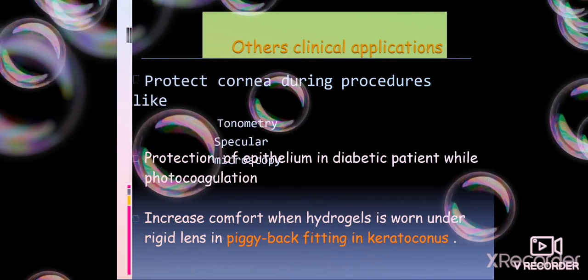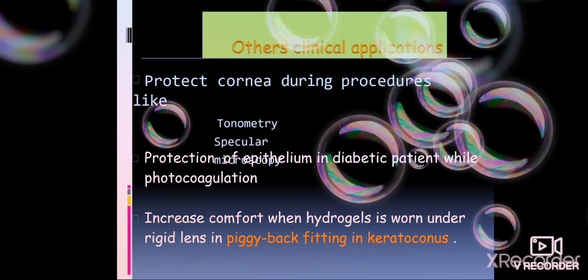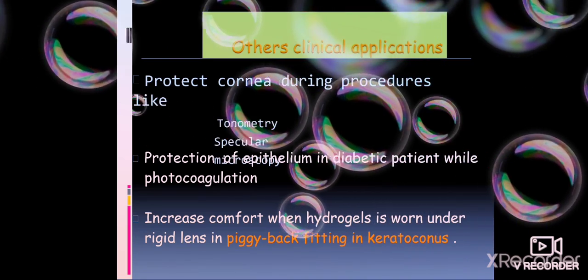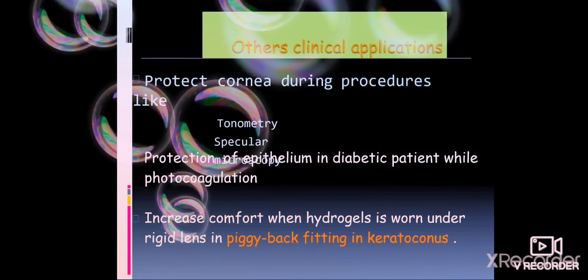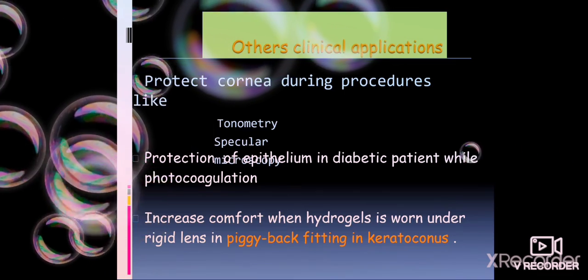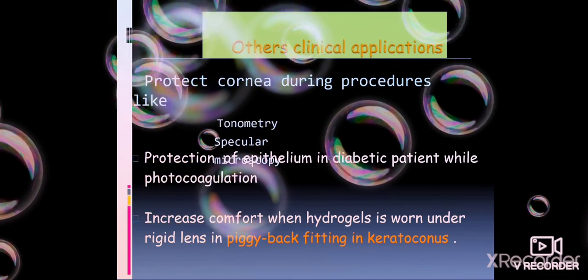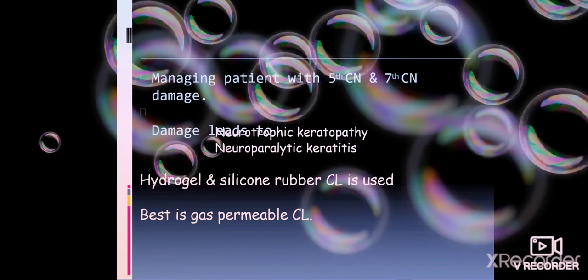Other clinical applications are to protect the cornea during procedures like tonometry and specular microscopy, and protection of the epithelium in diabetic patients during photocoagulation, that is laser. They also increase comfort when hydrogels are worn under rigid gas permeable lenses in piggyback fitting for keratoconus.